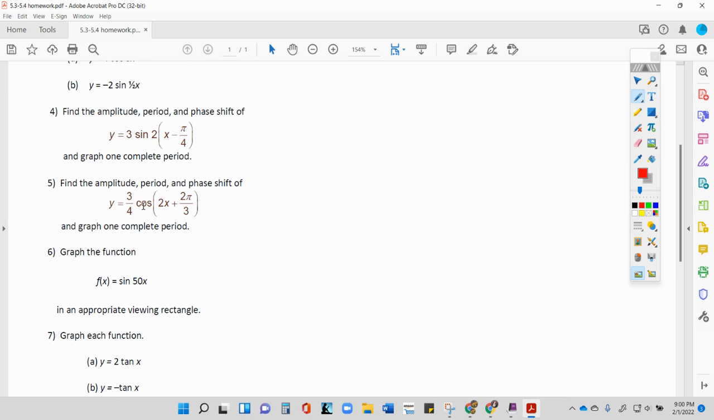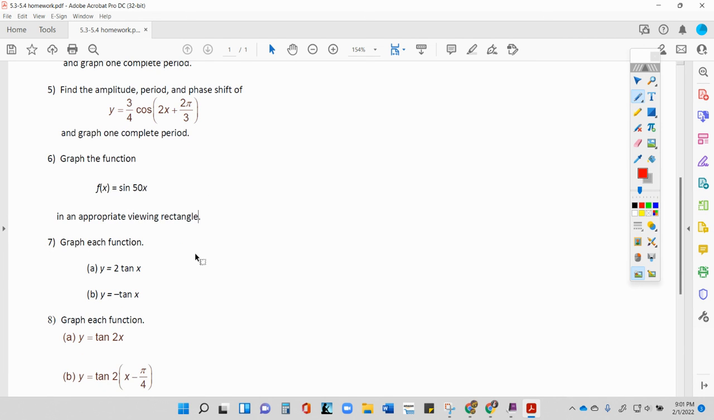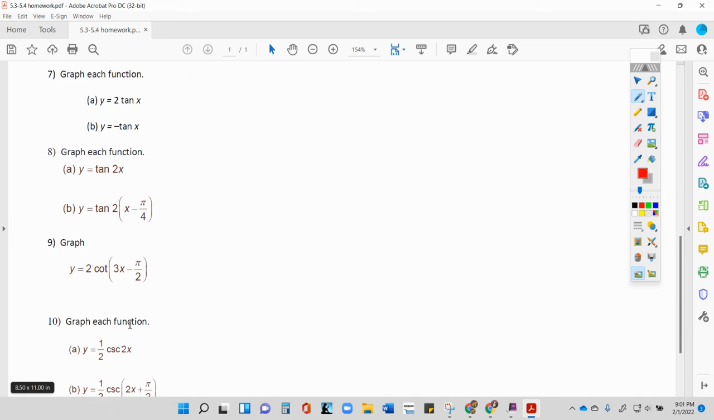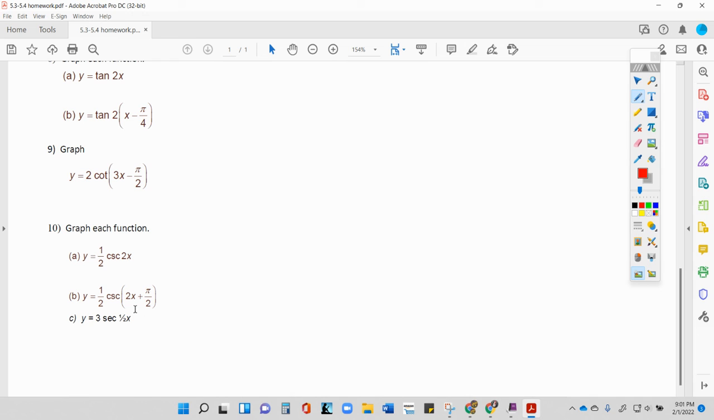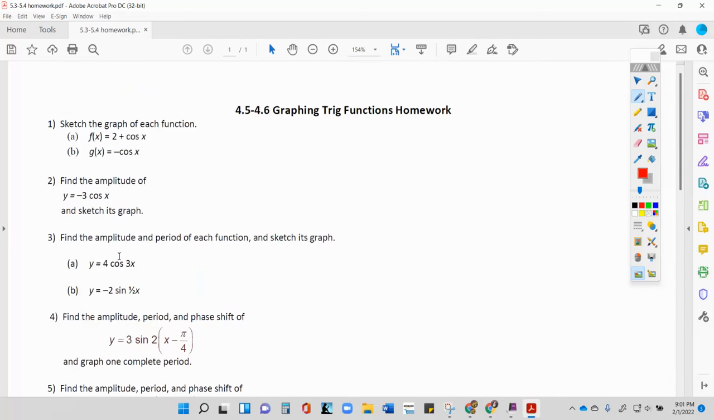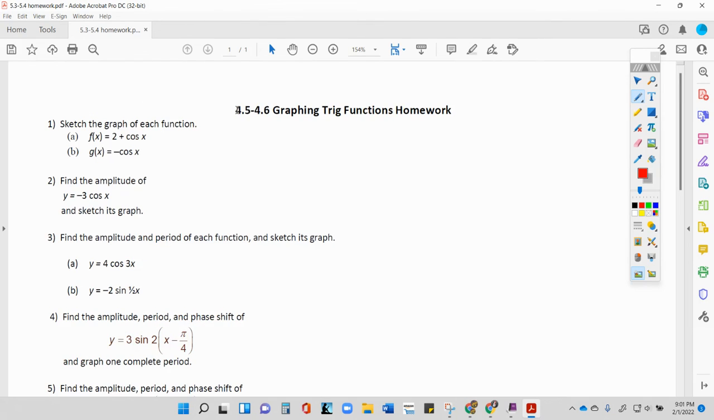You could do number 5 because it has cosine, and number 6 because it has sine. It says viewing rectangle, so you actually have to use a calculator for that, just to take a look at what it looks like on a graph. The rest of them we haven't gone through, so I will try to get half of those tomorrow or more. I will let you know when I post it. Okay, so your homework for tomorrow, work on number 1 through 6 on homework assignment 4.5.